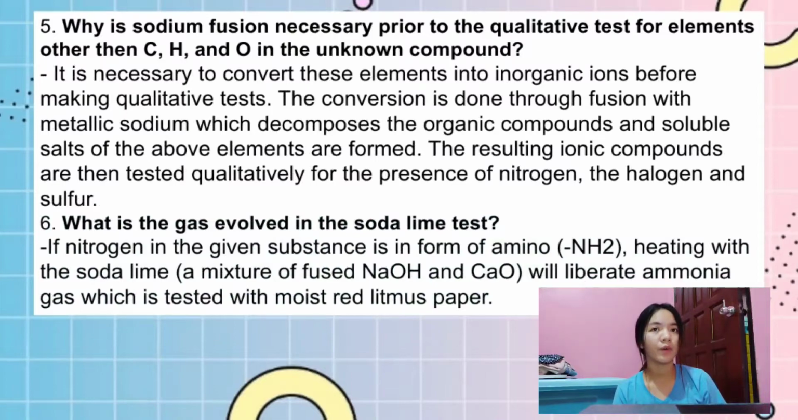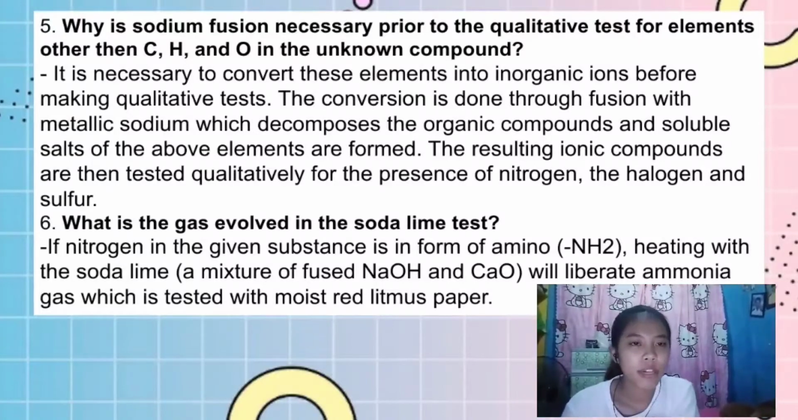Question number 5. Why is sodium fusion necessary prior to the qualitative test for elements other than C, H, and O in the unknown compound? It is necessary to convert these elements into inorganic ions before making qualitative tests. The conversion is done through fusion with metallic sodium, which decomposes the organic compounds, and soluble salts of the above elements are formed. The resulting ionic compounds are then tested qualitatively for the presence of nitrogen, the halogens, and sulfur.